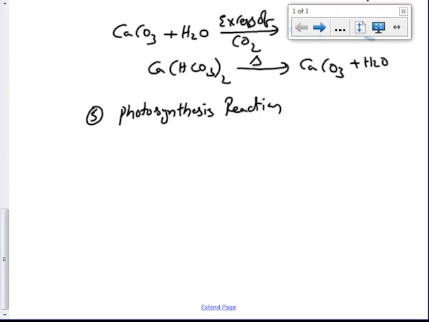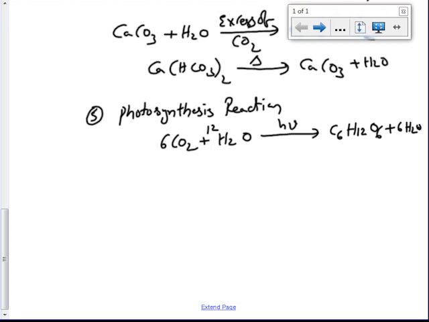So the photosynthesis reaction is the most familiar reaction we know: carbon dioxide and water. In the presence of sunlight, plants can prepare food from carbon dioxide and absorbed water, giving glucose, C6H12O6, plus water and 6 moles of oxygen. Photosynthesis is the most familiar reaction for us.